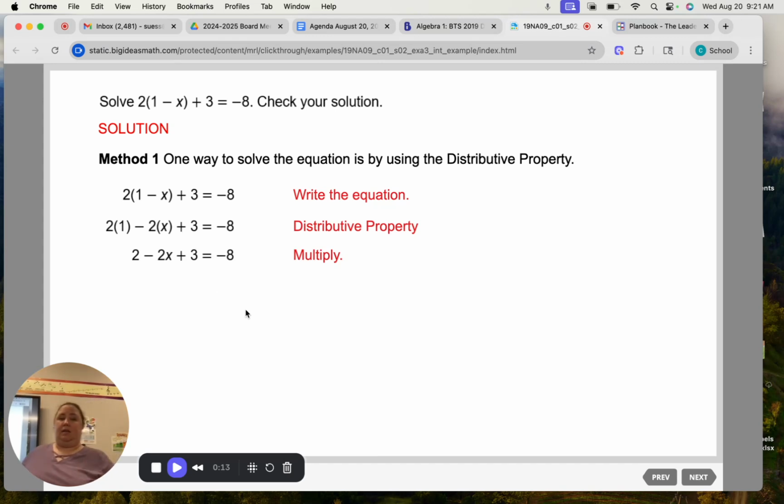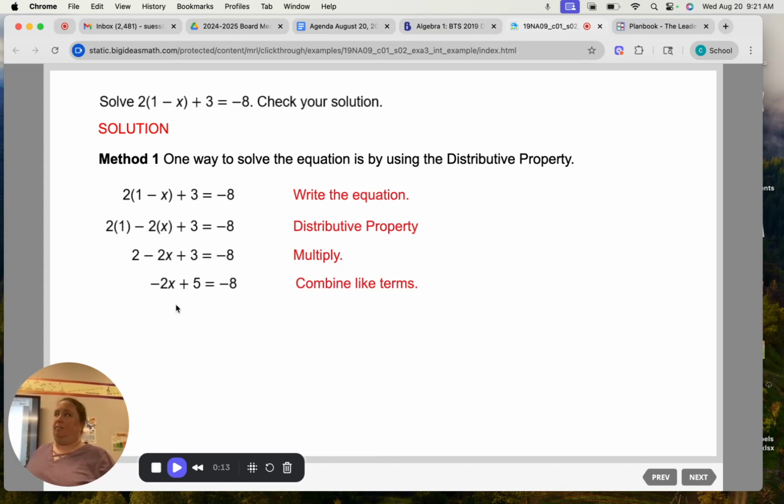Okay? Then what would be your next step? Adding 2 and 3. Correct. She's combining like terms is what she's doing. So we're adding the 2 plus the 3, which would give you 5. So you have negative 2x plus 5 equals negative 8.